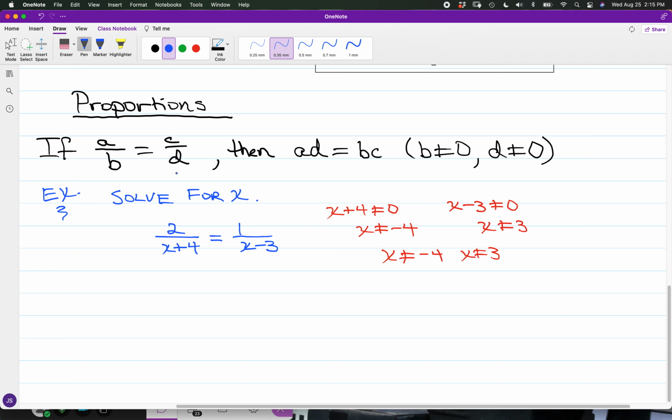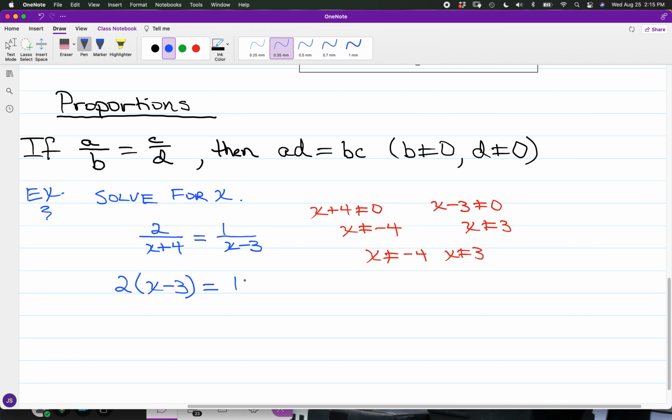Now for A times D, we have 2 times the quantity of x minus 3. And you have B times C, or C times B. In this case, we have 1 times x plus 4, which is just going to be x plus 4. Looking at distribution, we have 2 times the quantity of x minus 3. This would be 2x minus 6 is equal to x plus 4.